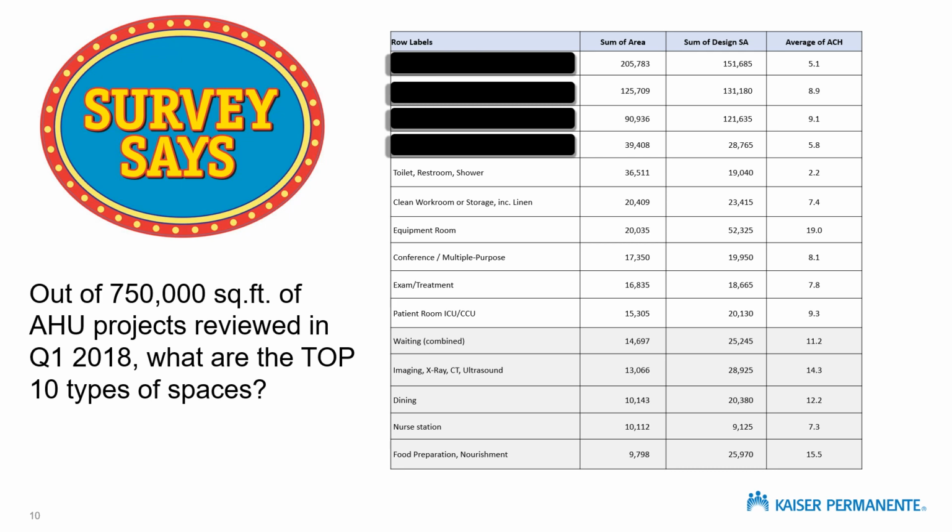The number 5 space is toilets in restrooms and showers. We have lots of private restrooms in hospitals, and generally we do not see supply air going into those. They tend to be exhaust only spaces. We do have some engineers that put supply air in there. That's why you see an average of 2.2 air changes of supply air. But they don't really need supply air. Those are neutral load conditions, and you can drag transfer air from a nearby space and just do exhaust.